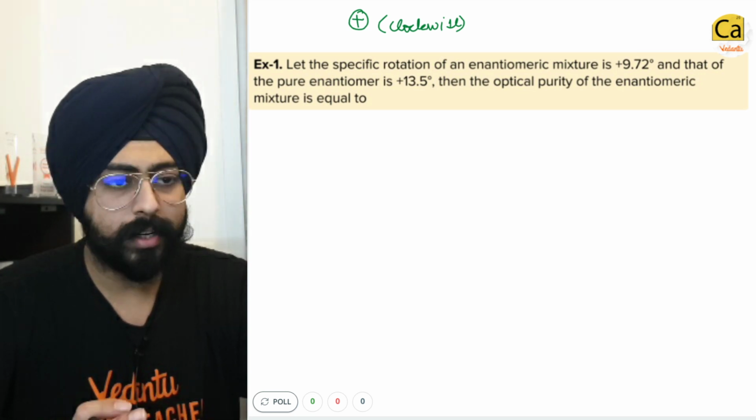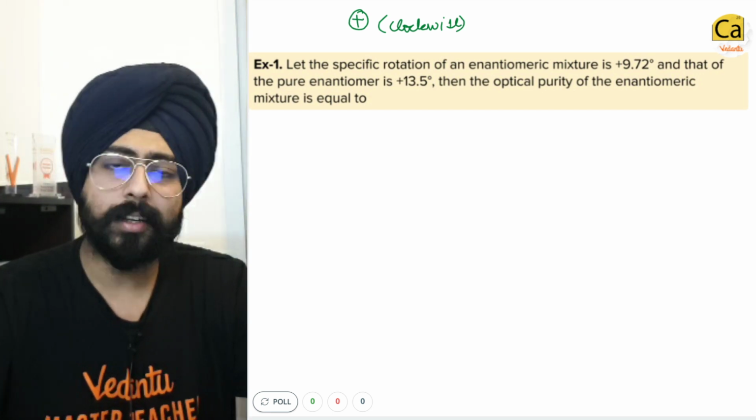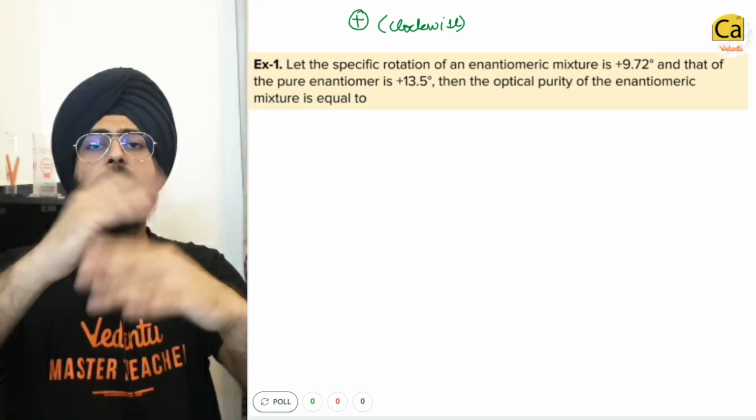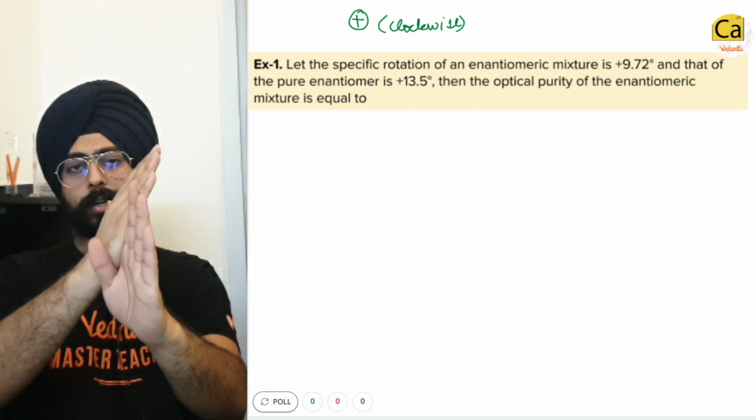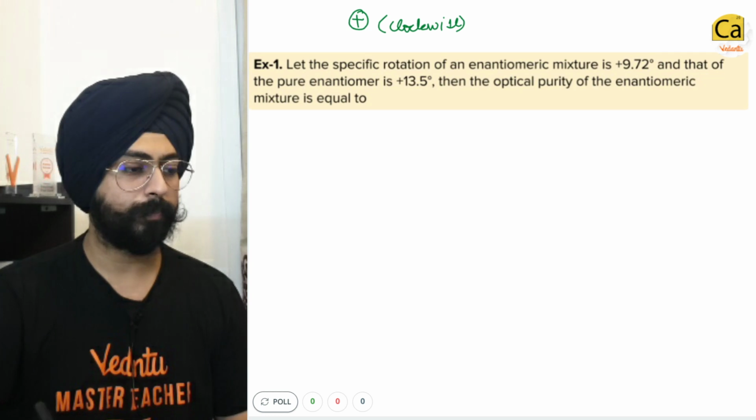I've already explained internal compensation in the page of diastereomers. The idea is that internally itself, the rotation is being compensated because one half of the molecule is rotating light in one direction, the other half of the molecule is rotating light in the other direction.